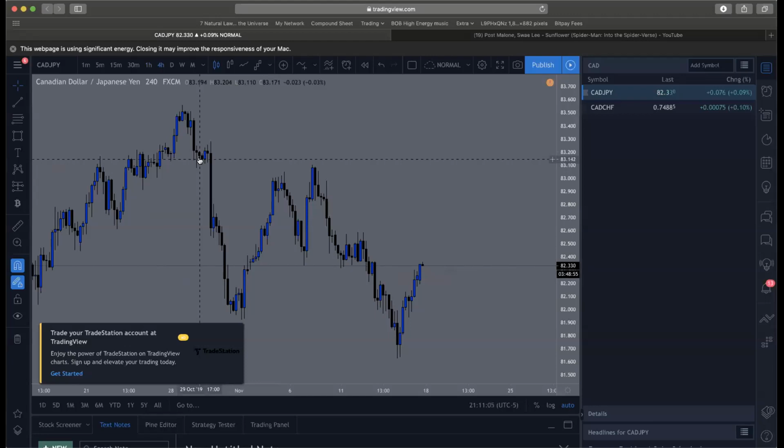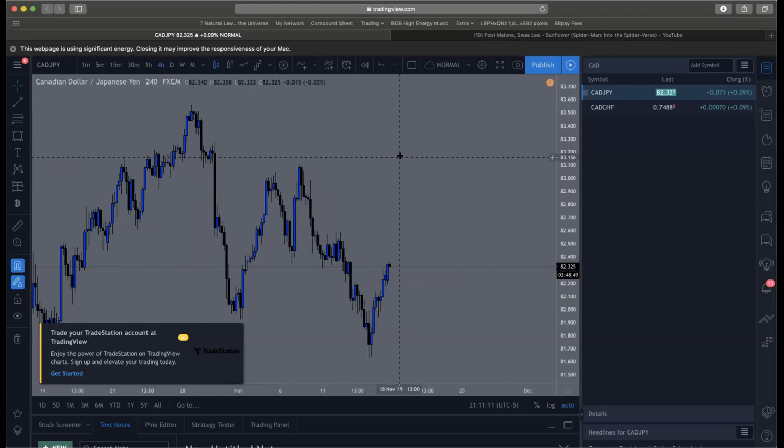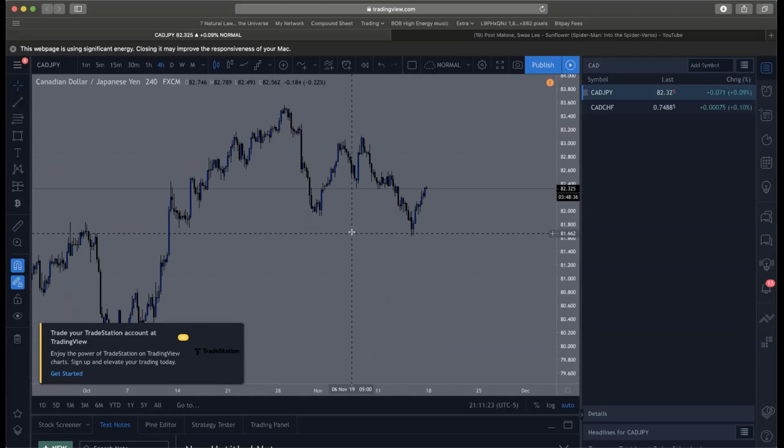So we got some imbalance in here. So maybe CAD JPY coming higher. Wait, what are we? We're looking for EUR/CAD to go higher and then drop. So CAD JPY pulls back, goes higher. Yeah, that's probably what we will see.